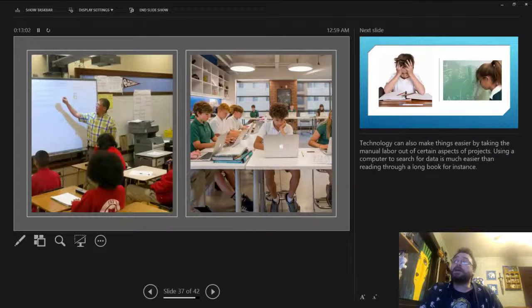Technology can also make things easier by taking the manual labor out of certain aspects of projects. Using a computer to search for data is much easier than reading through a long book, for instance.